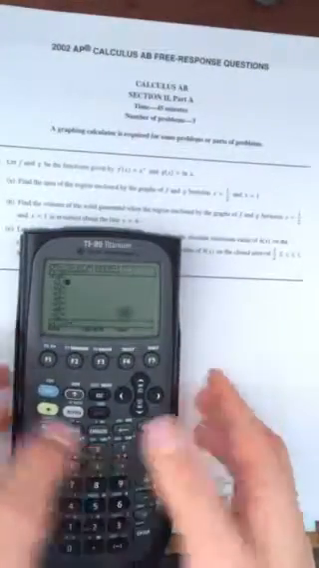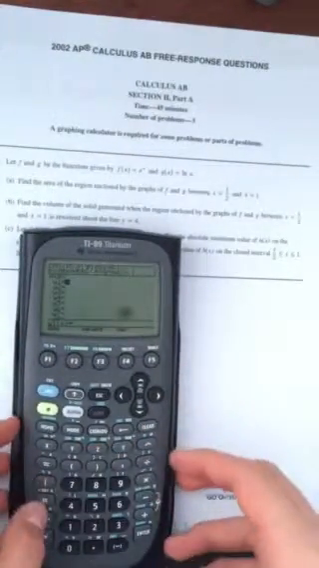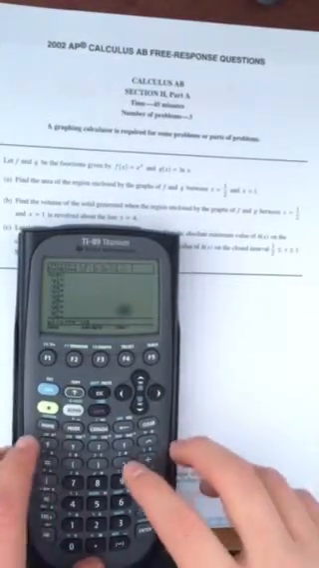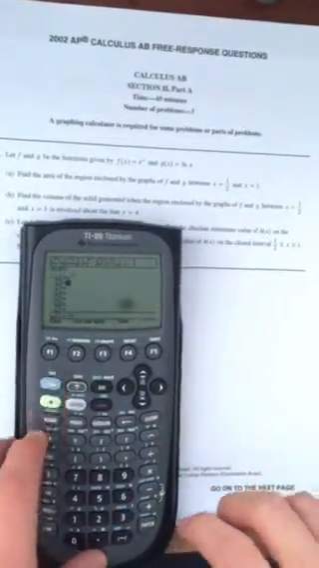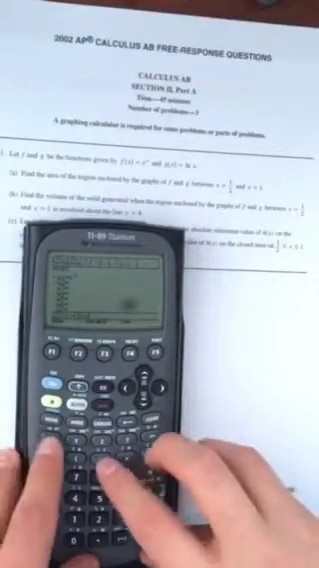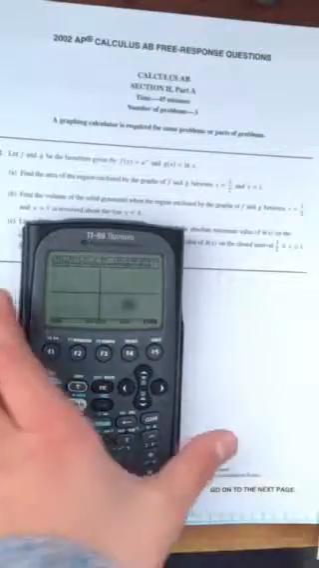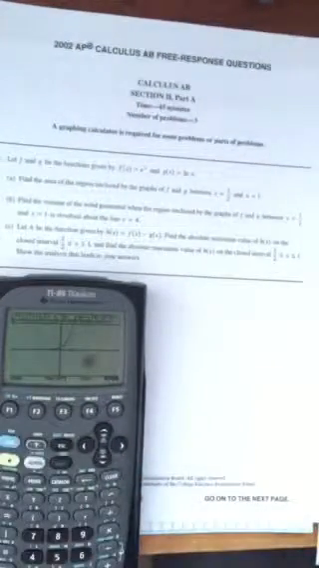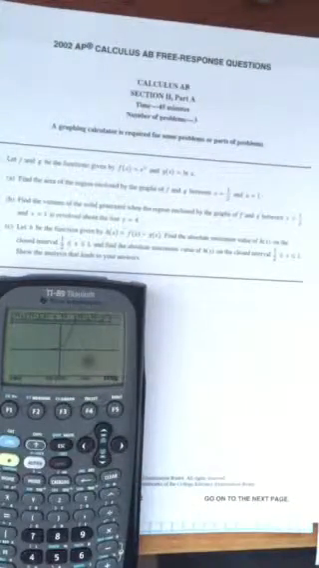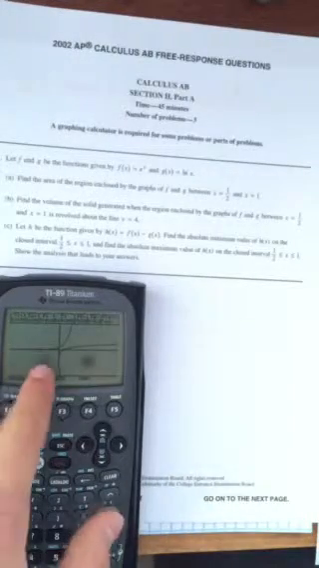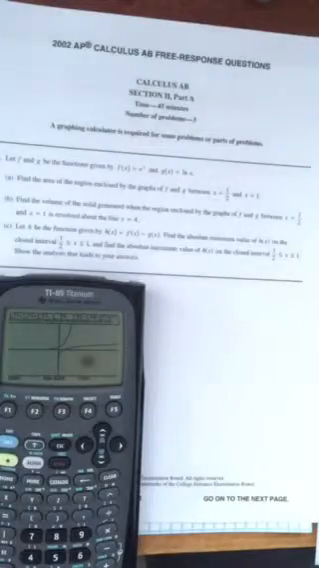First off, what's best to do is plug it into your graphing calculator so you can get a good visual of it. So e to the x, second ln of x, and let's take a look at the graph. To find the area between the curves, you have to figure out which function is on top of the other. As you can see by the graph, e to the x is above ln of x.